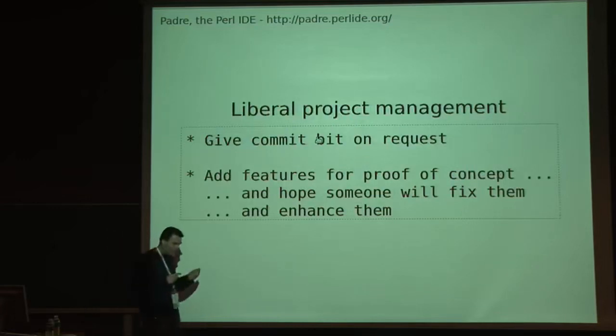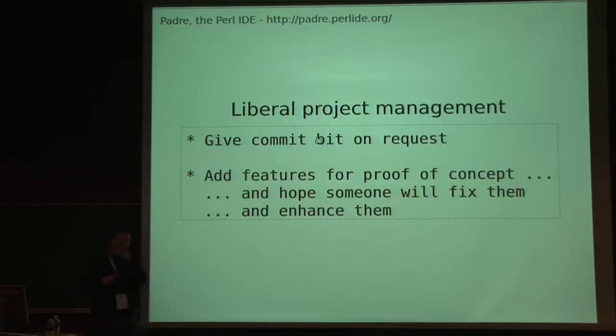Anyway, so how were we doing project management? In many open source projects, the project management is quite strict. We took a liberal approach, or I took a liberal approach in the beginning, and then other people took it with me, giving out commit access basically to everyone who asks. The PUGS project, which was the first implementation of Perl 6, took the same approach, and it took off really nicely. Same with Padre. But at one point we'll have to stop this, because when the project gets big, it's getting a bit crowded there.